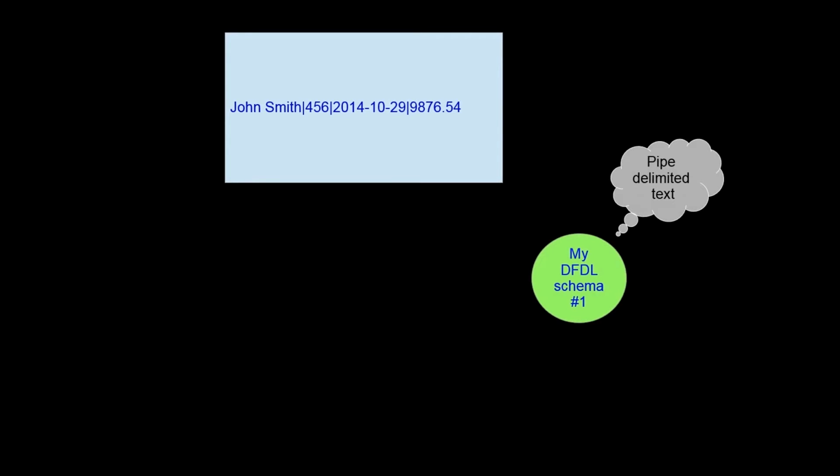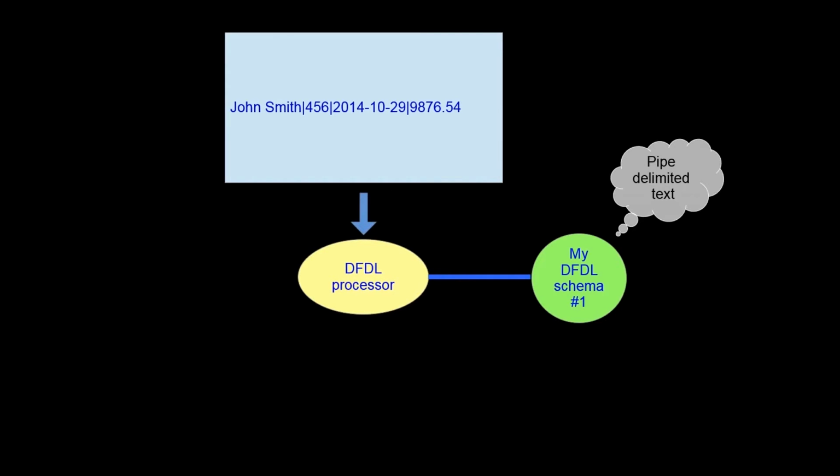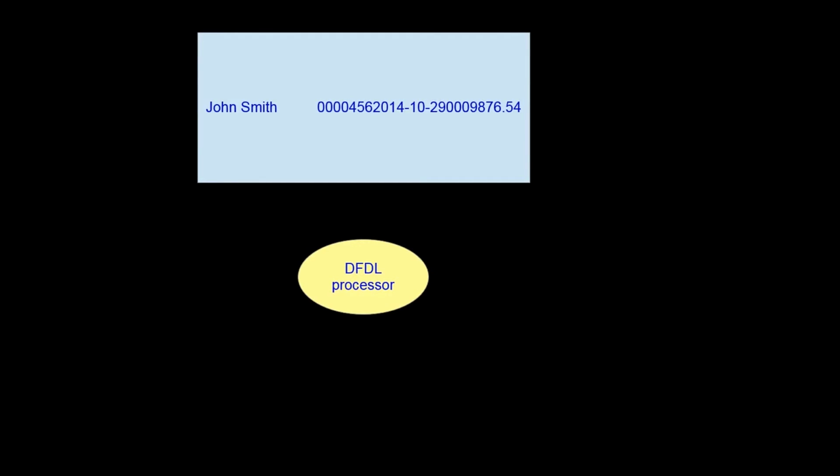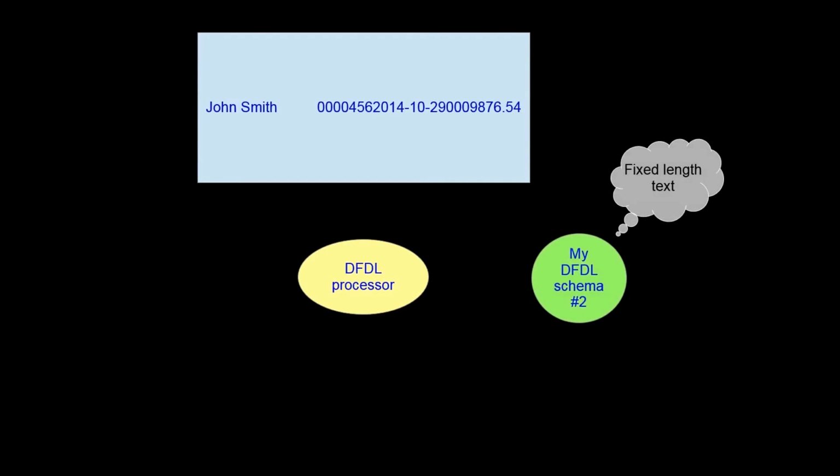So taking our example of pipe delimited data format, you can create a DFDL schema that fully describes the pipe delimited text data, and then use this with any DFDL processor. The DFDL processor uses the DFDL schema to parse the data and creates the required data structure so that the data can be processed by a computer program. You can process fixed-length text data in the same way. You create a DFDL schema that fully describes the fixed-length text and then use the same DFDL processor to parse the data.